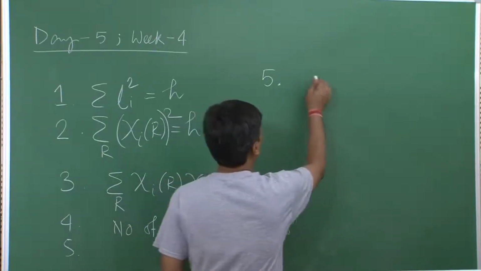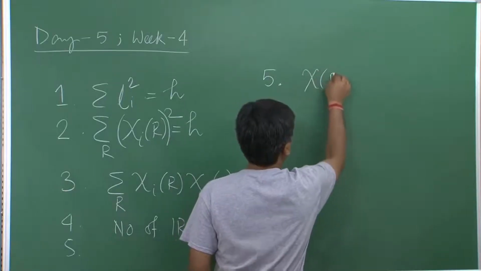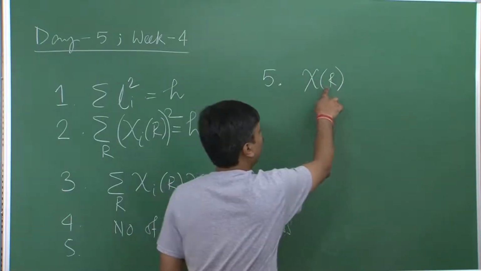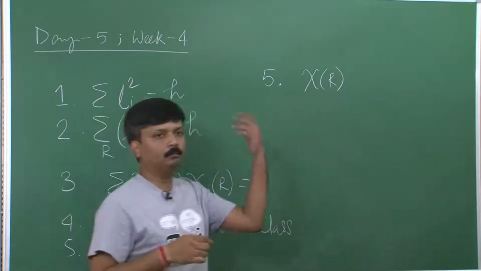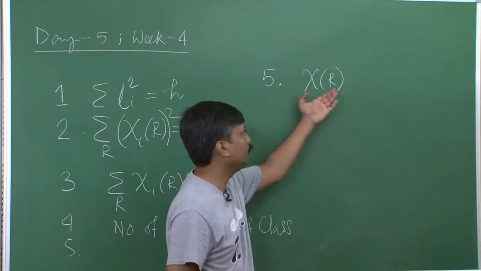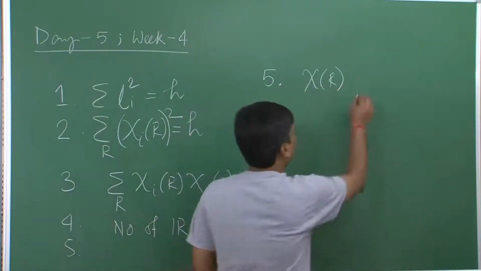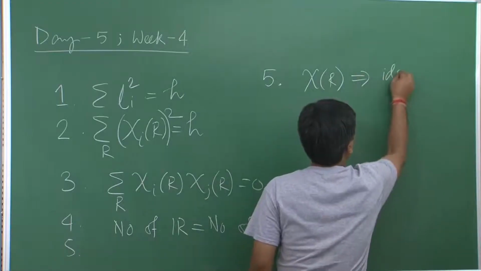So the characters for any given R, if there are 1, 2, 3, 4 different symmetry operations belonging to one particular class, then they all will be identical.